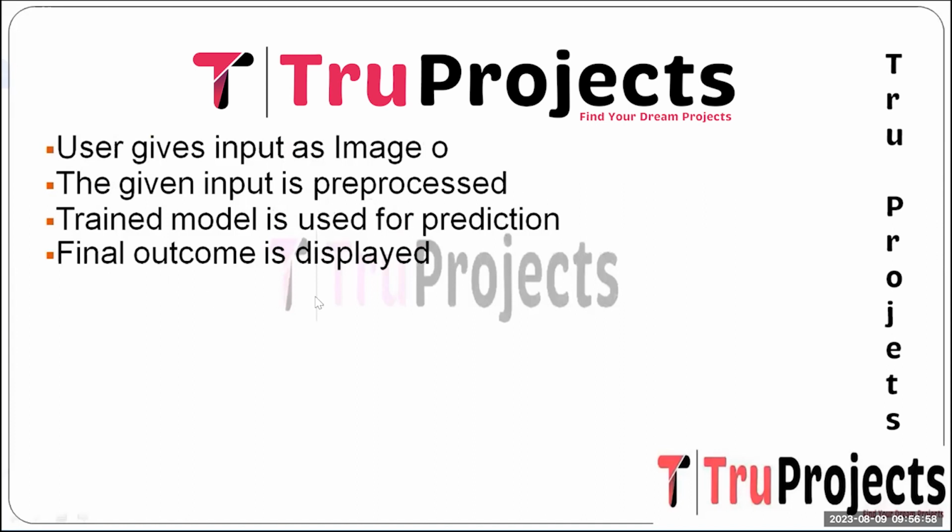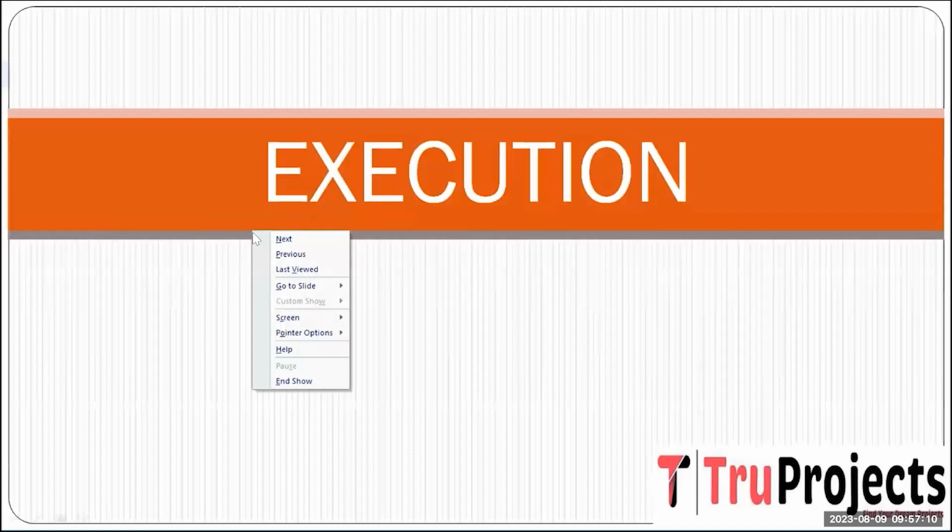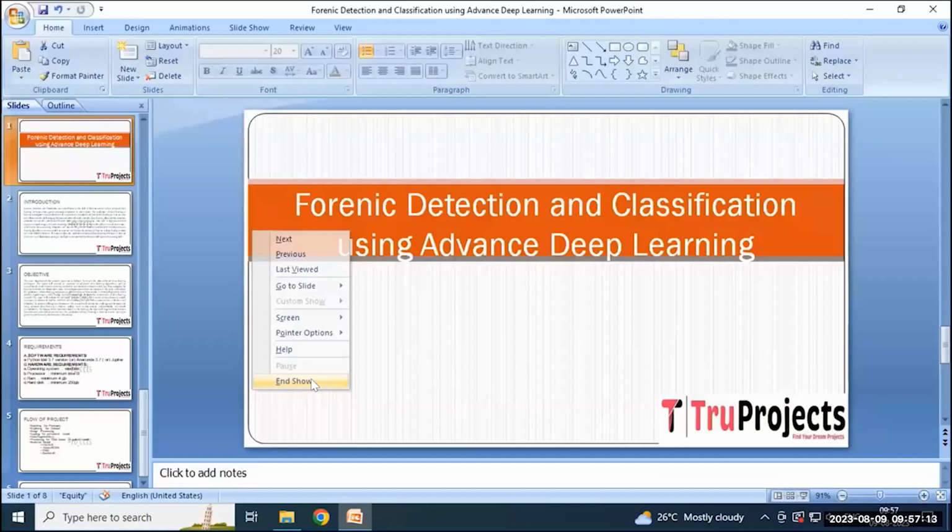And the last one is the final outcome is displayed. The processed image with identified objects or features is displayed to the user, and this outcome offers insight into the forensic analysis. And the execution of the project, to execute the project first we need to open the code folder.